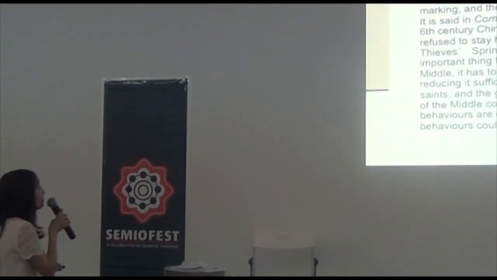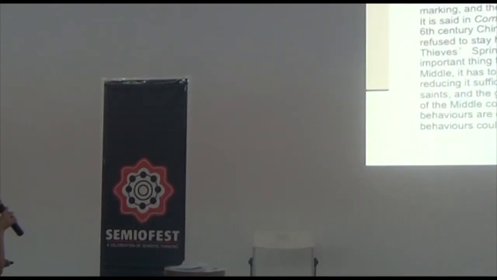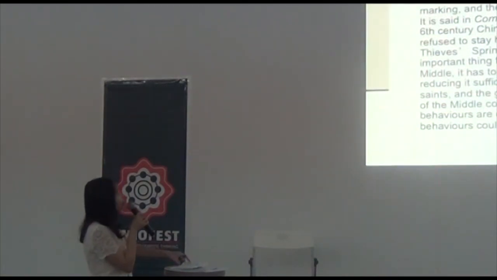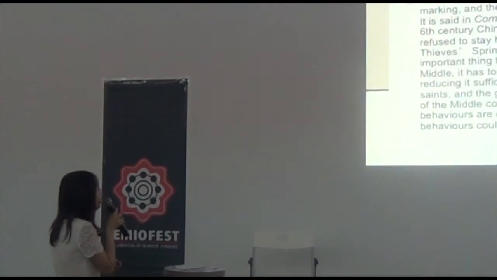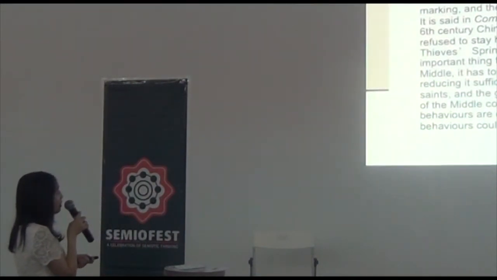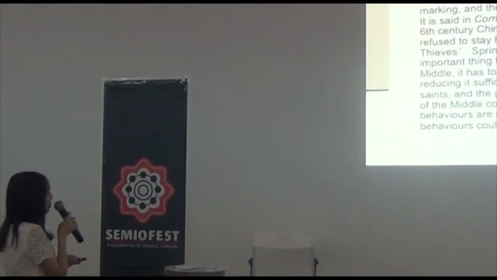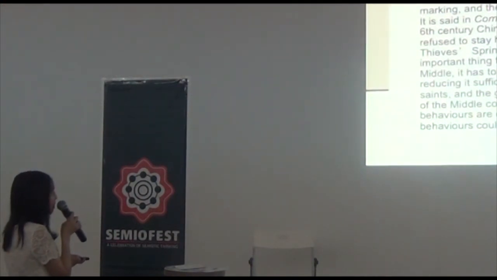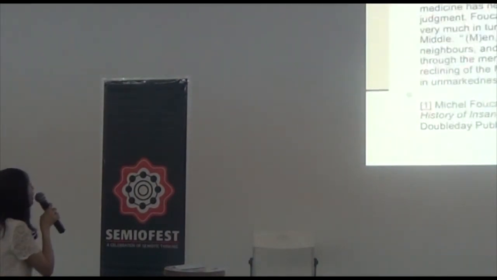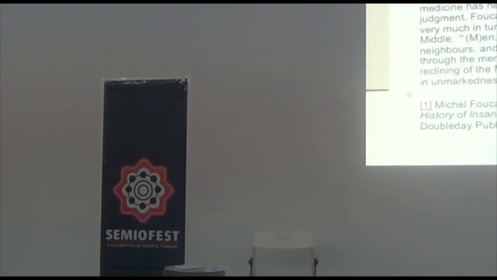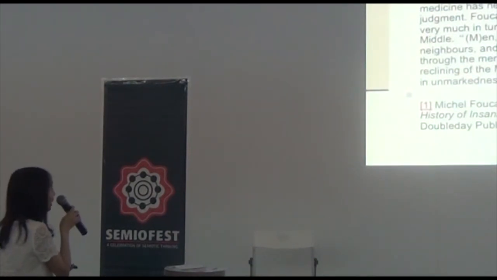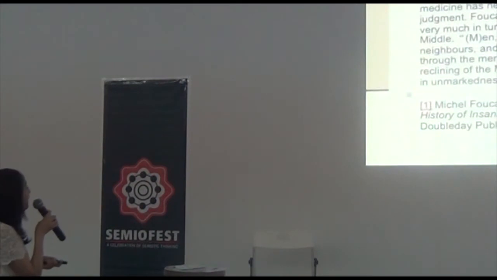Another thing important for the positive is, in order to maneuver the middle, it has to maneuver the standard of unmarkedness, reducing it sufficiently so as to reserve the great good for the saints and the greater evil for the devils, so that most elements of the middle could remain relatively good, as tiny good behaviors are considered good, while evil behaviors can escape from being marked. We can find many examples here: normal, abnormal, wise, foolish, noble, infamous, healthy, sick, sober, insane, civilized, barbarian, and so on.